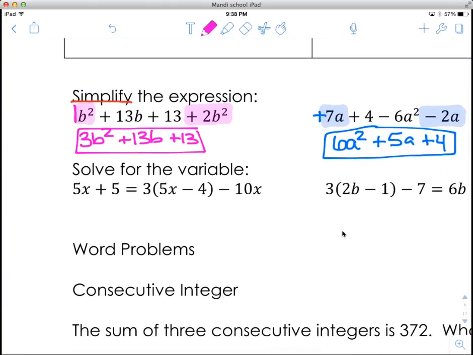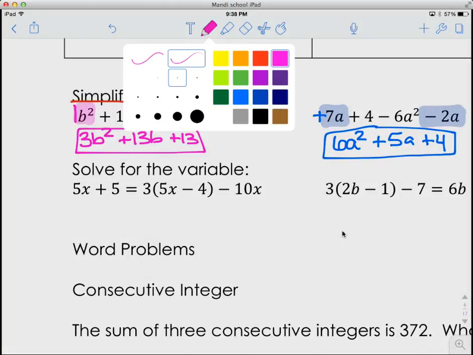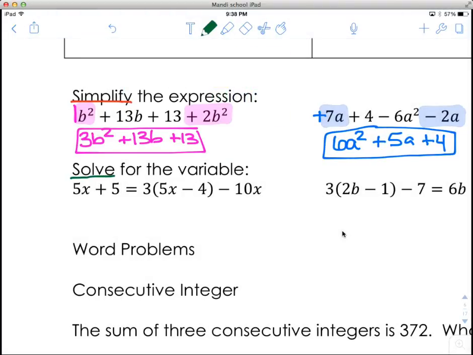Okay, so that one said simplify for those last three. This says solve. Solve happens when you have an equal sign. So you have left side, right side. And we don't have anything yet that we can do over here. So we're going to just write it down again. But we're going to distribute.